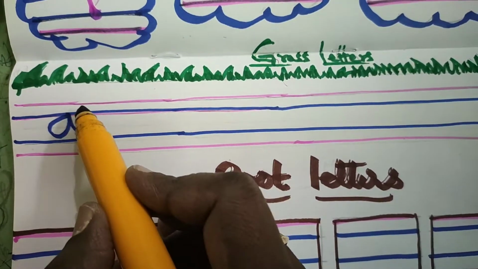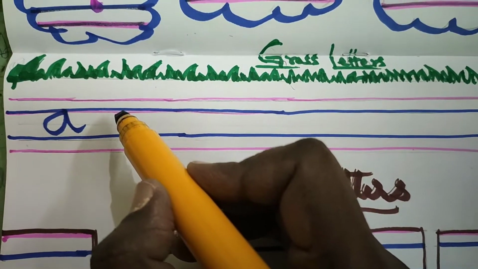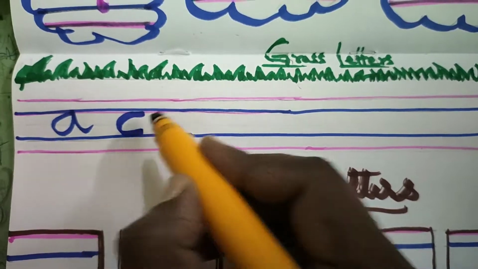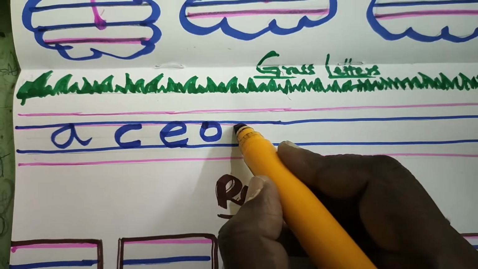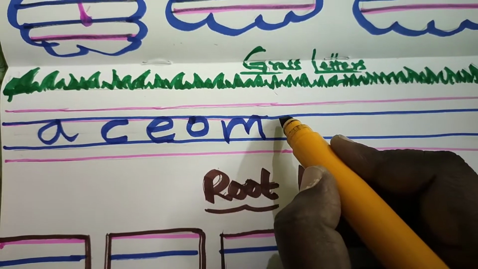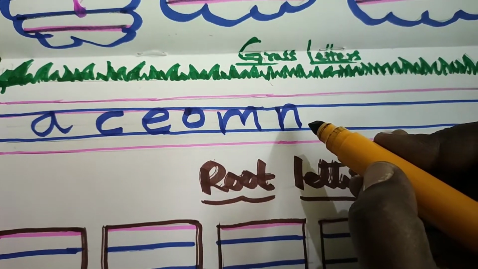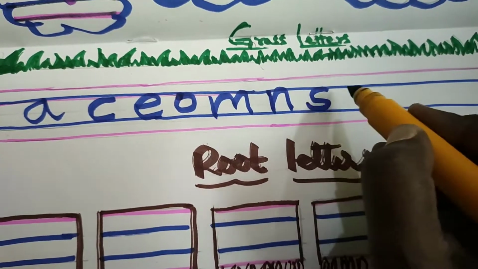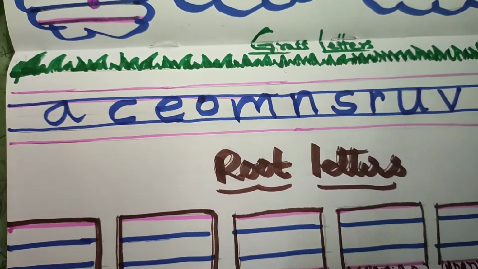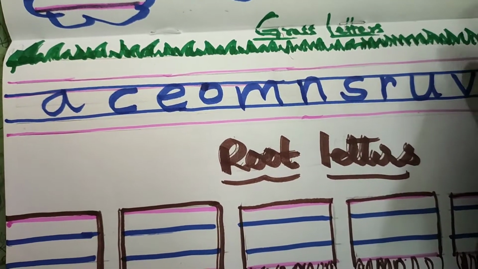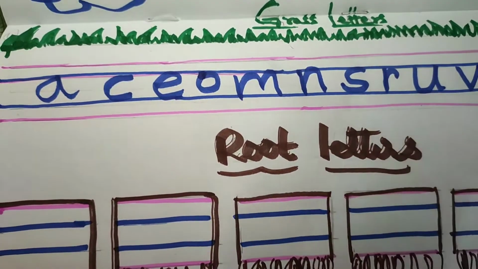A. It is fixed between the blue lines. C, E, O, M, N, S, or U. If you observe, the letters won't go up or down past the blue lines. So these are all called grass letters.